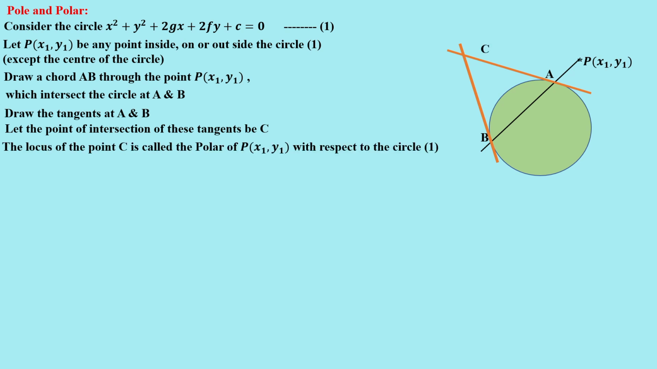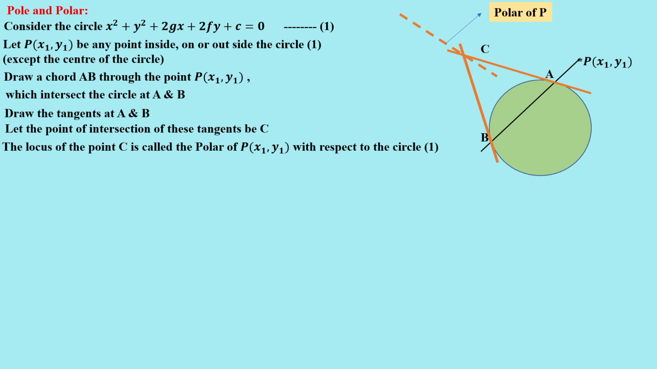The locus of the point C is called the polar of P(x1, y1) with respect to the circle 1. So the point of intersection of the two tangents is C. The locus of that point of intersection is called the polar of P(x1, y1) with respect to the circle 1, right?